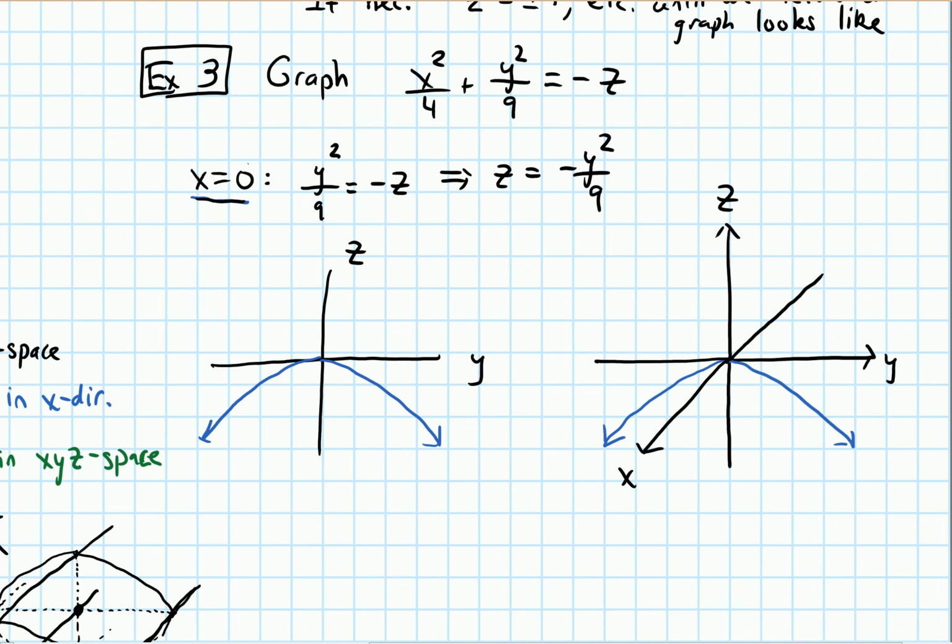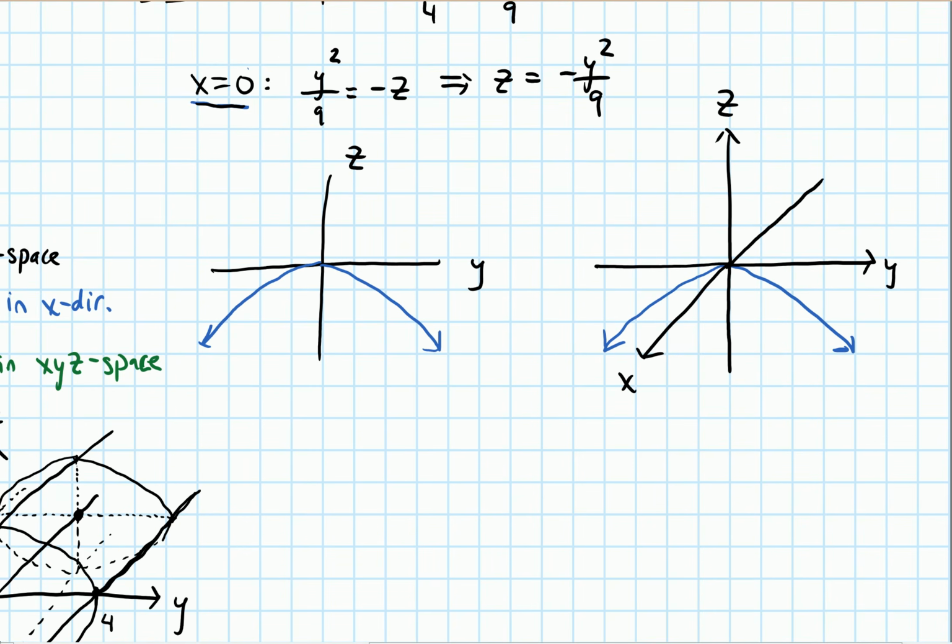So something like this, but I really want to try to visualize this in 3 dimensions. This is on the yz plane. Alright, so that's one of my cross sections right there. Let's now take some more. So let's do y equals 0 next.